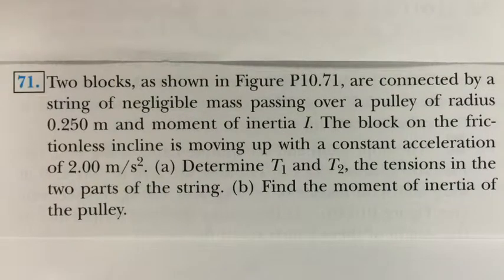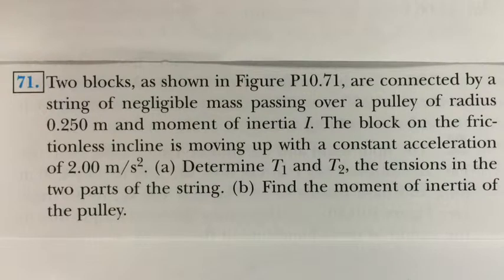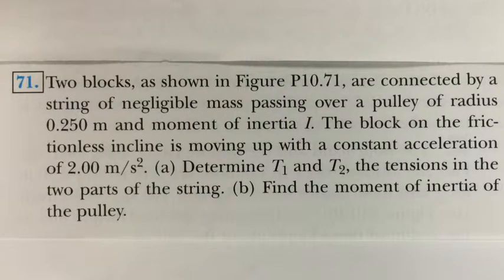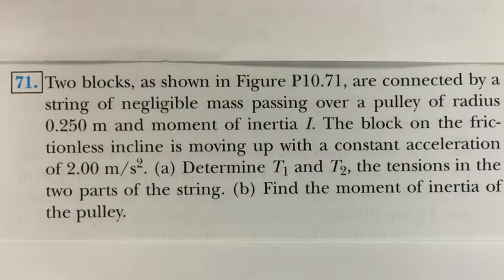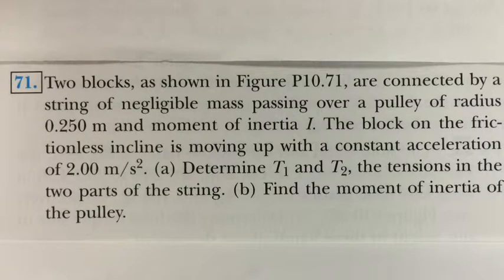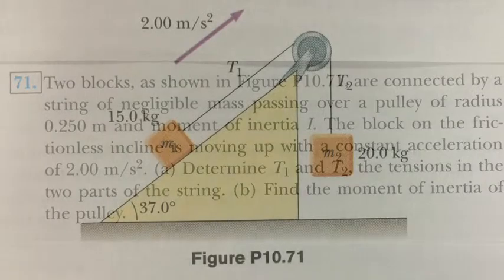Chapter 10, number 71. Two blocks, as shown in figure 10.71, are connected by a string of negligible mass passing over a pulley of radius 0.250 meters and moment of inertia I. The block on the frictionless incline is moving up with a constant acceleration of 2 meters per second squared. A. Determine T1 and T2, the tensions in the two parts of the string, and B. Find the moment of inertia of the pulley.